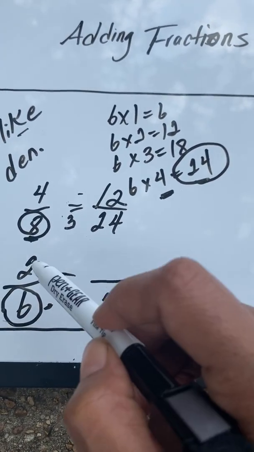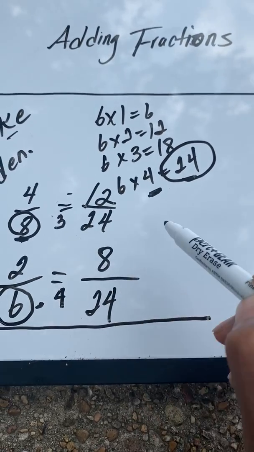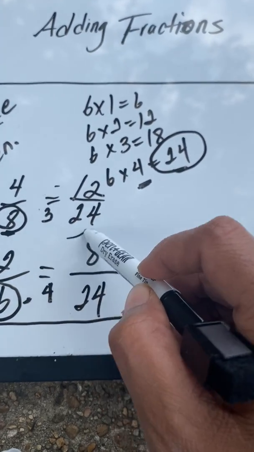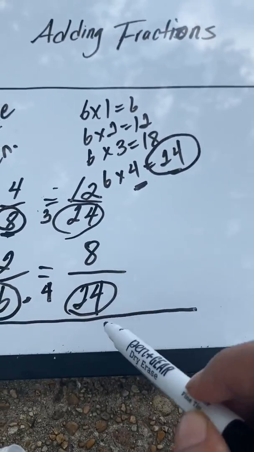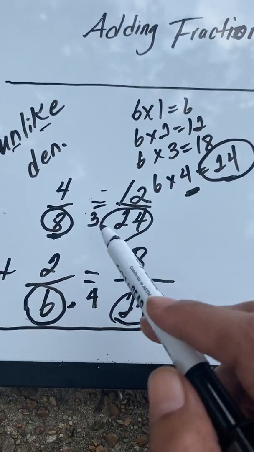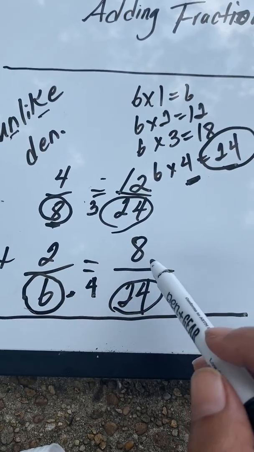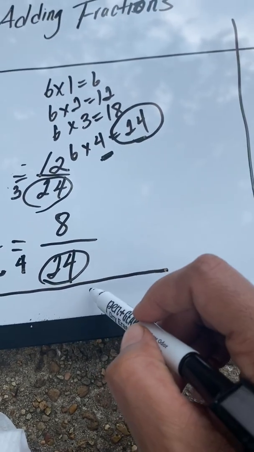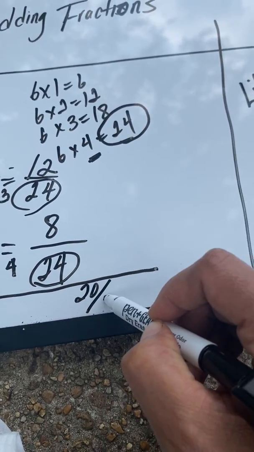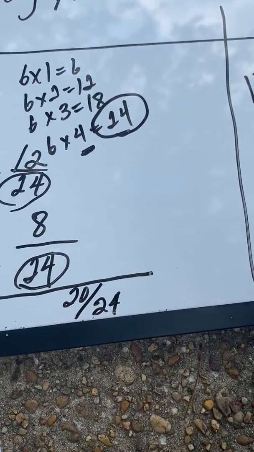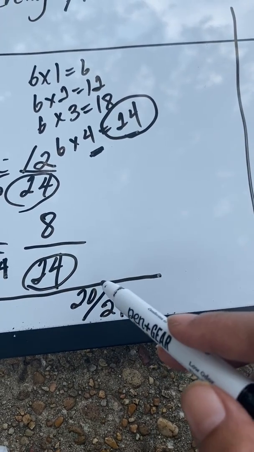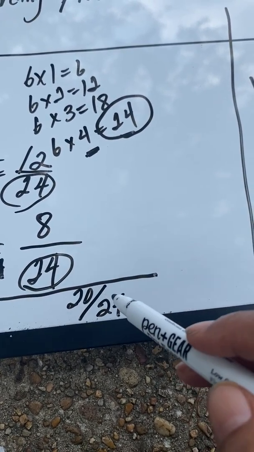All right, 4 times 2 is 8. Now, since I have like denominators, I am ready to solve. Okay, so 12 plus 8 is 20. So it's going to give me an answer, 20 over 24.